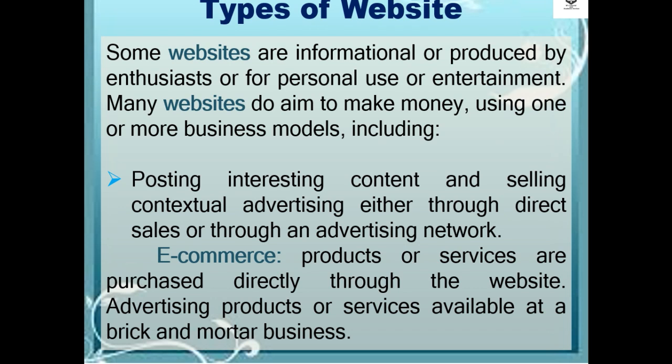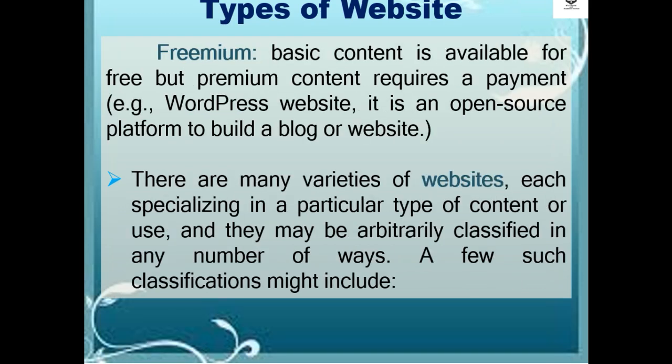Example, e-commerce. Products or services are purchased directly through the website. Advertising products or services available at a brick-and-mortar business. Freemium. Basic content is available for free, but premium content requires a payment, like the WordPress website. It is an open source platform to build a blog or website.